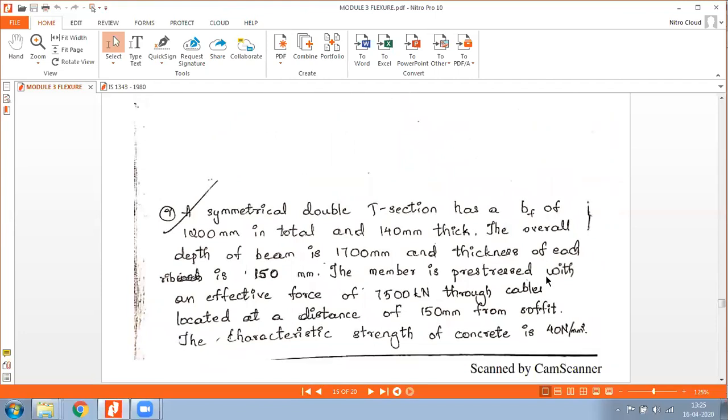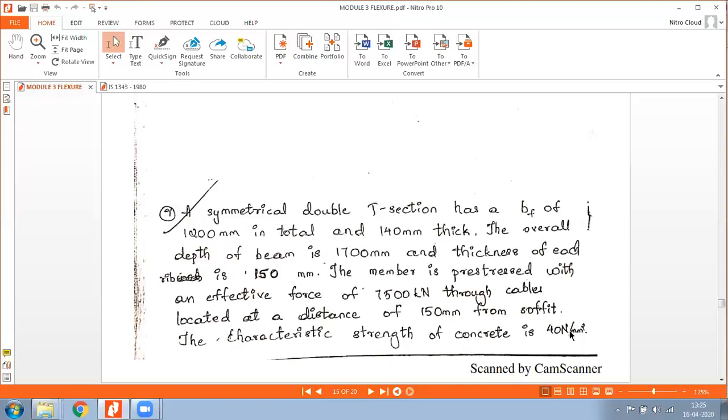The member is pre-stressed with an effective force of 7,500 kilonewton through cables located at a distance of 150 mm from the soffit. Effective cover, it is given 150 mm. If you subtract this effective cover from the overall depth of the beam, 1700 minus 150, that will be the effective depth. The characteristic strength of the concrete is 40 Newton per mm square.